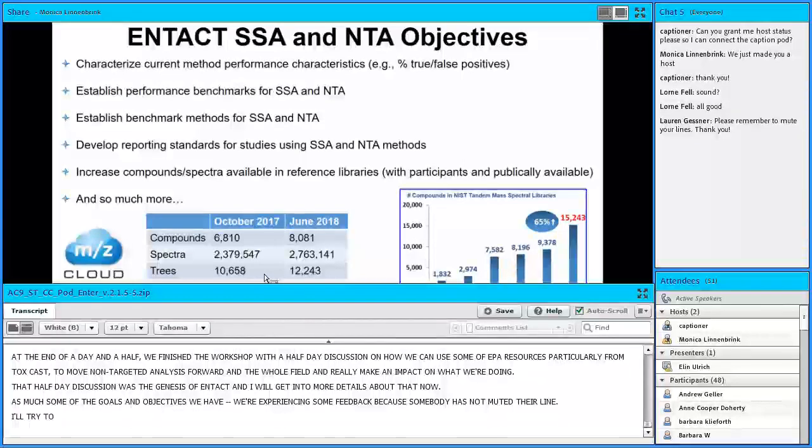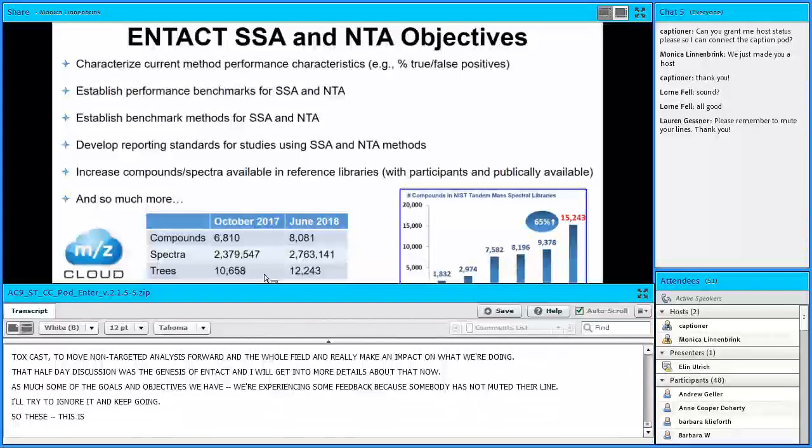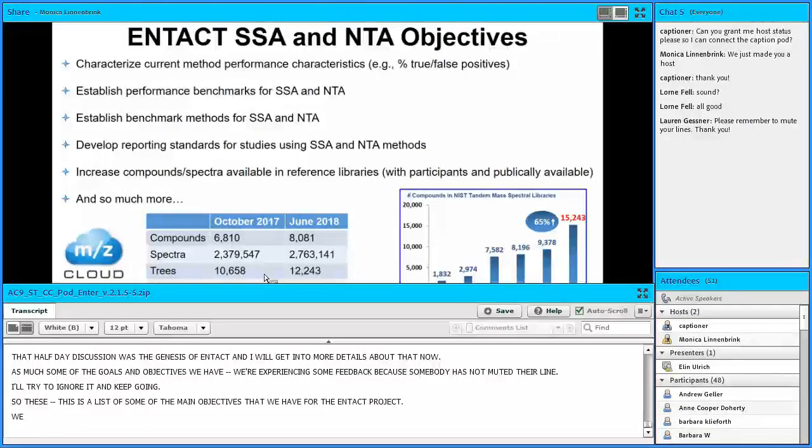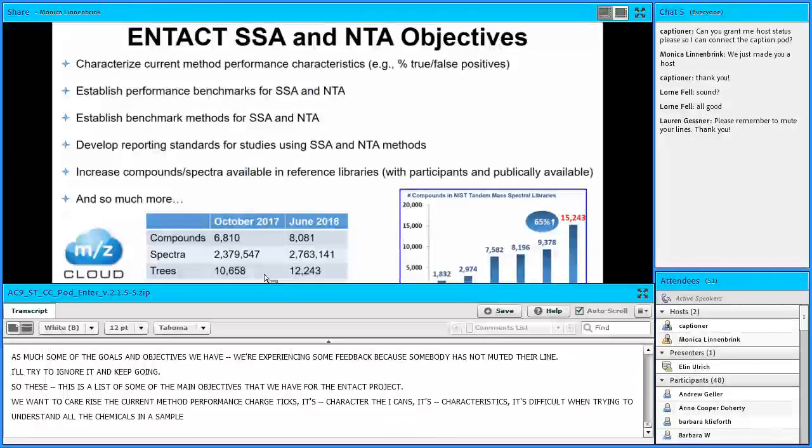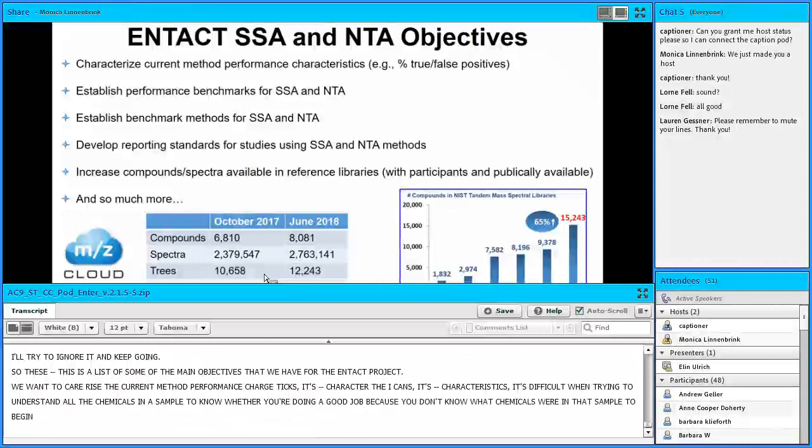So this is a list of some of the main objectives that we have for the ENTACT project. We really want to characterize the current method performance characteristics. It's really difficult when you're trying to understand all of the chemicals in a sample to know whether you're doing a good job or not, because you don't know what chemicals were in that sample to begin with, because if you did, why would you analyze it in the first place?